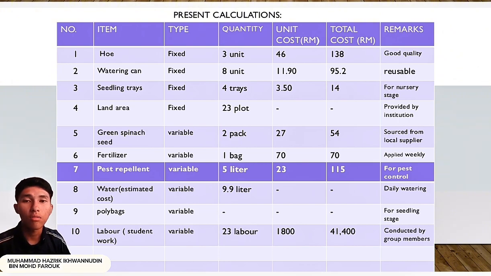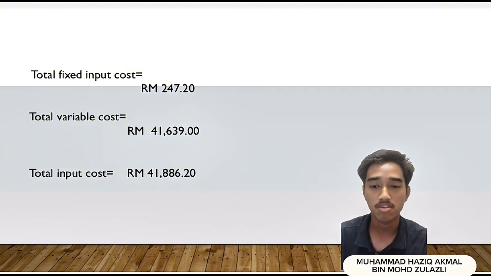So how can we get the total input cost? We get the total input cost by adding 41,639 ringgit and 247 ringgit and 20 cents. We add it, so we can get the total. The total is 41,886 ringgit and 20 cents. That's all from me. Thank you, Hazri, for his explanation.